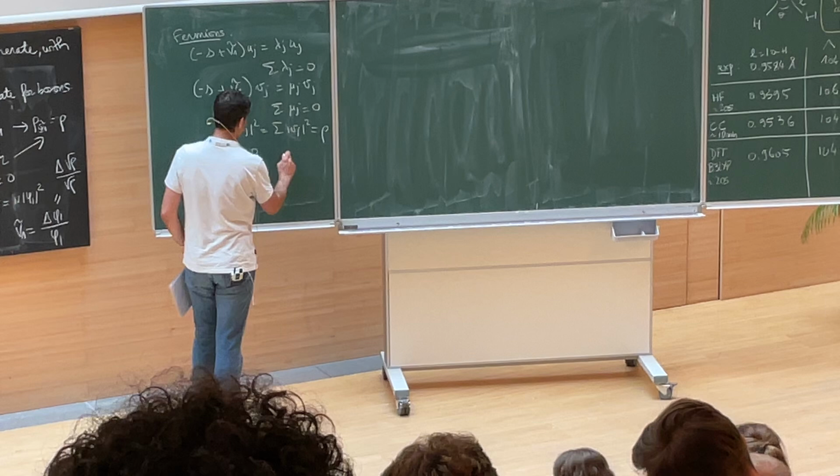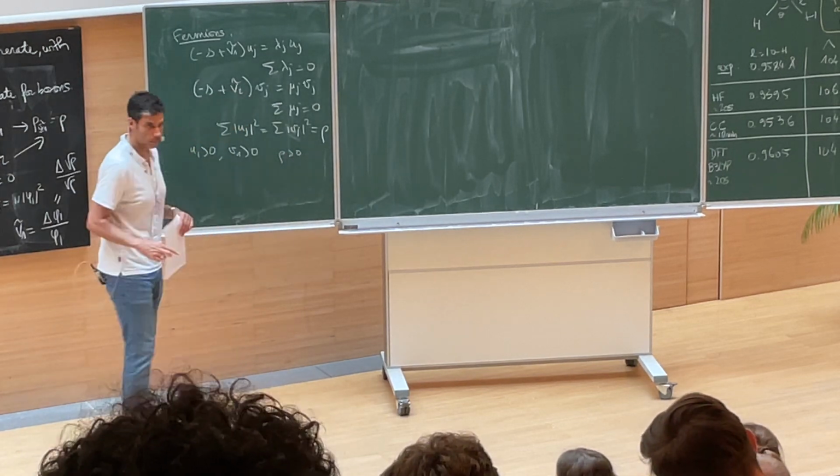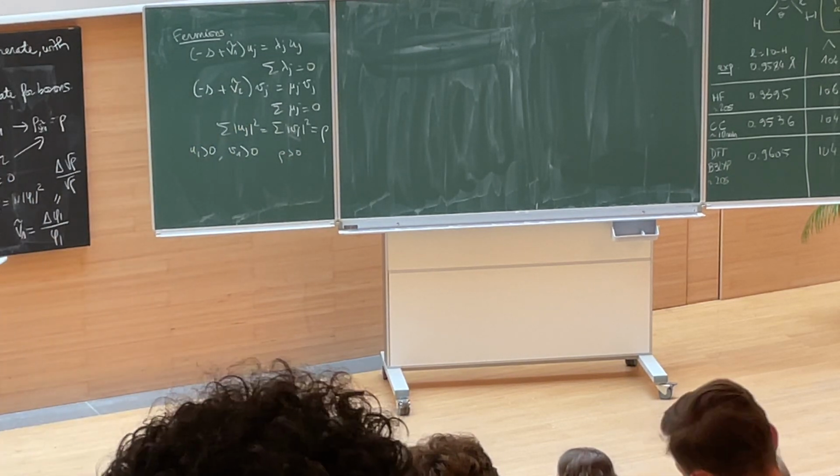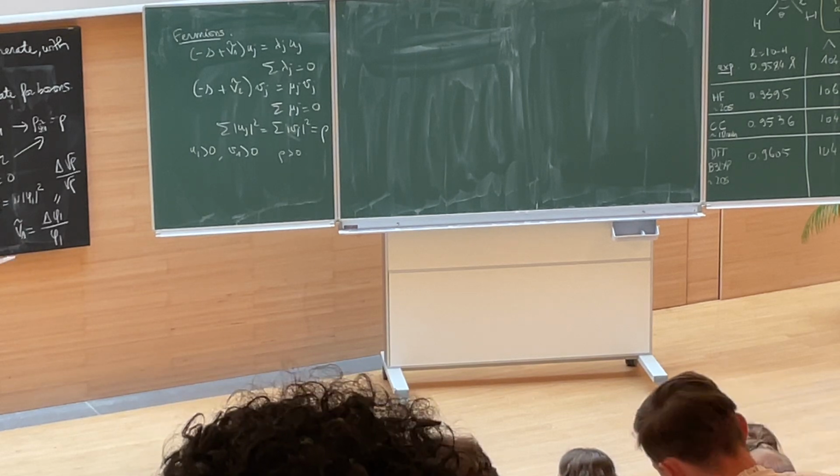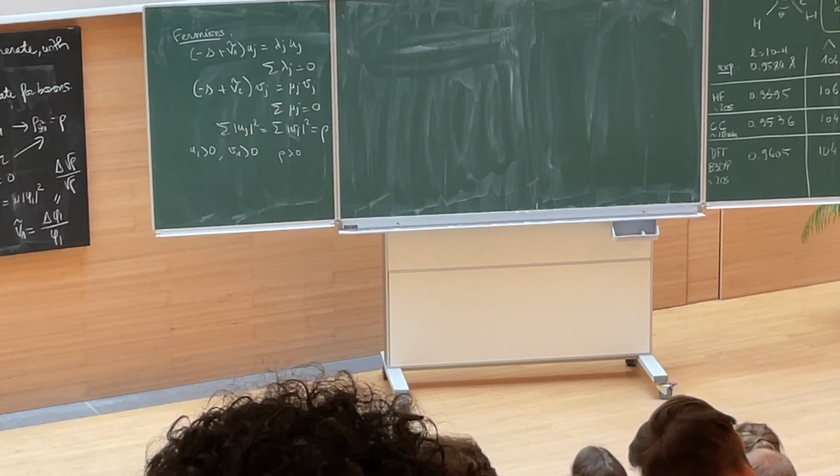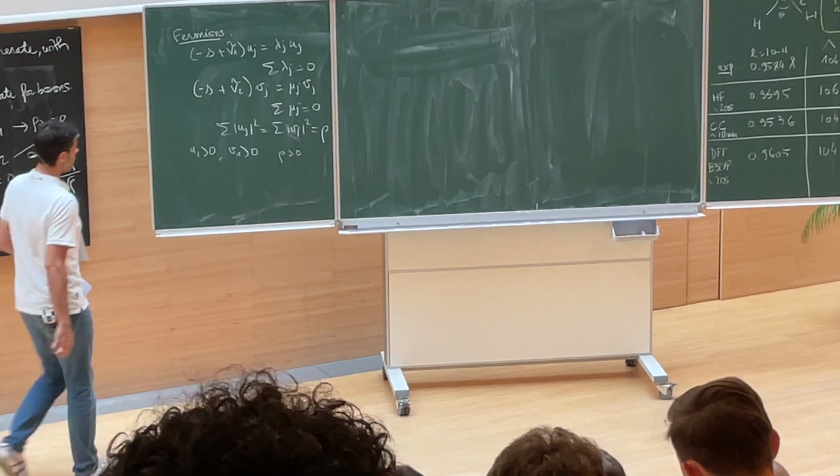So then rho is also strictly positive. Okay? And now what do I do? Well, now I will follow this Oehnberg-Kohl argument. So I do the following.